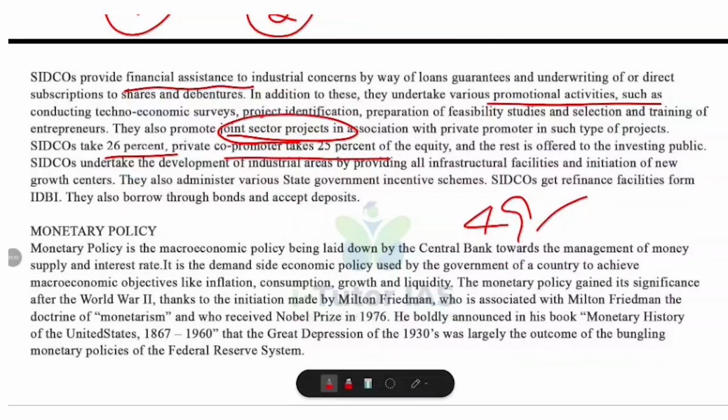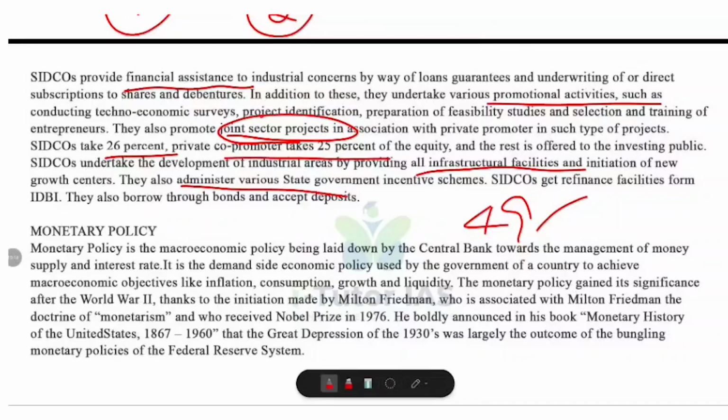Okay. Then they provide infrastructure facilities, or infrastructure development. SIDCOs also develop industrial areas by providing all the necessary infrastructure like roads, power, water supply, and communication facilities. They help create new growth centers where industries can easily start and operate. Then what is the next function? Administration of state schemes. That means they also handle various state government incentive schemes such as subsidies, tax concessions or grants to attract industries to the state.